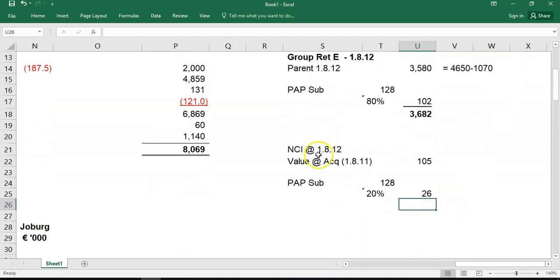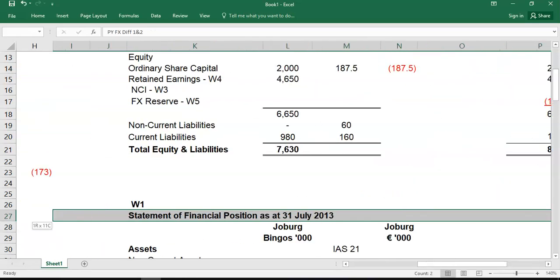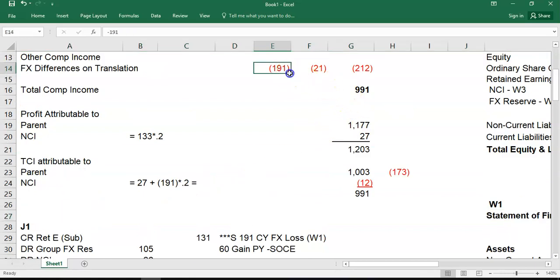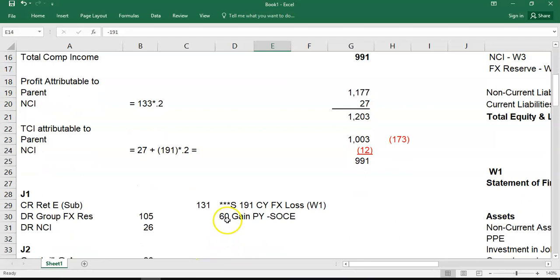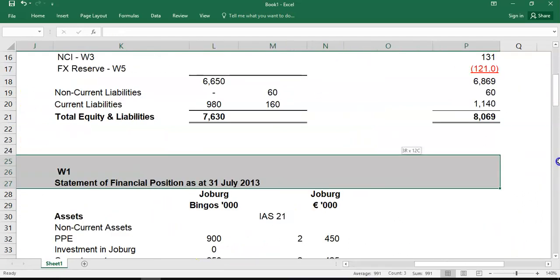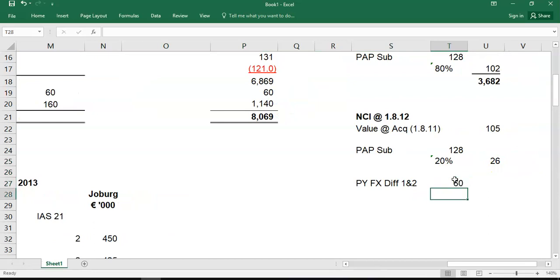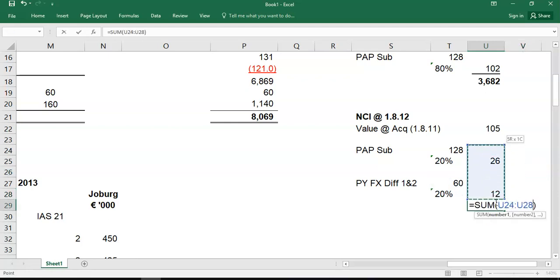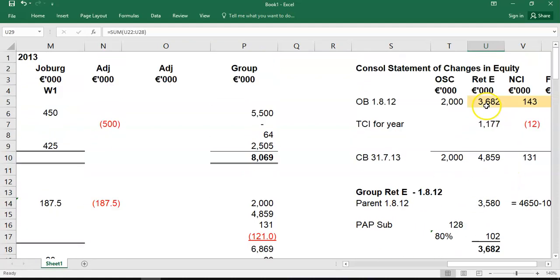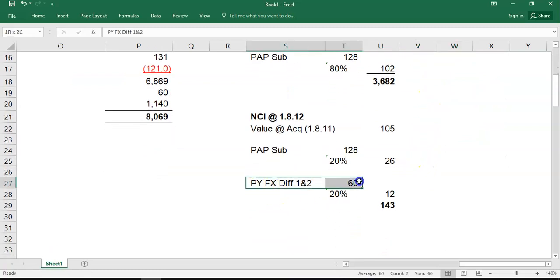But you have to be careful now. What they also get is they're going to get prior year FX difference, 1 and 2, 20% of it. So we know the prior year difference here, FX 1 and 2, if you come to journal 1, we said current year is 191 loss, and we divvied that up. Prior year was a 60 gain. Remember we split that out, because it's 131 overall. So that's where the 60 goes. 60 gain, they get 20%. 60 times 0.2 is 12. And when you add those up, there's your 143, which matches the 143 up here. So those prior year, current year differences are important because they go in different places in the statements. And if you get those wrong, of course, you're going to lose marks.